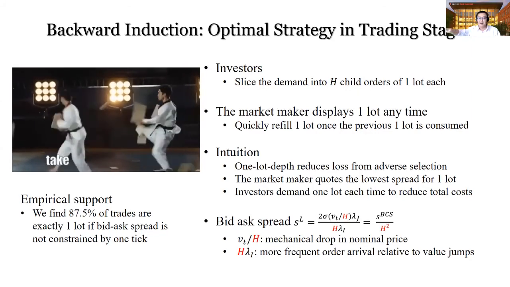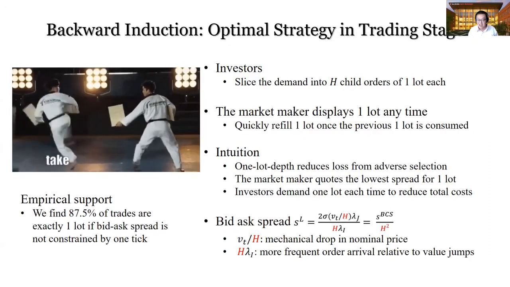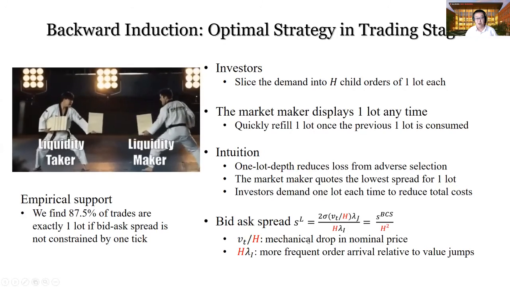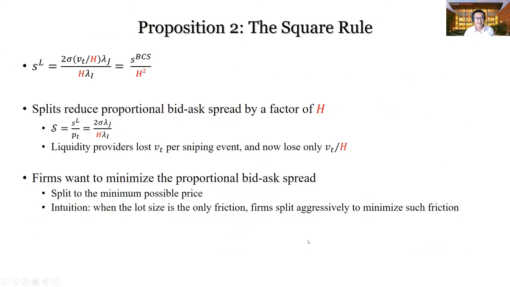You will find the majority of the trades are 100 shares, or 1 lot. Okay. So the bid-ask spread in our model is smaller than Budish, Cramton, and Shim by a factor of H. Why? This is Proposition 2, called the square rule.